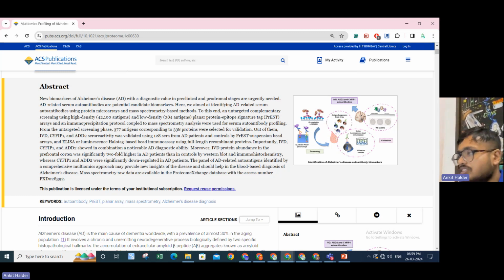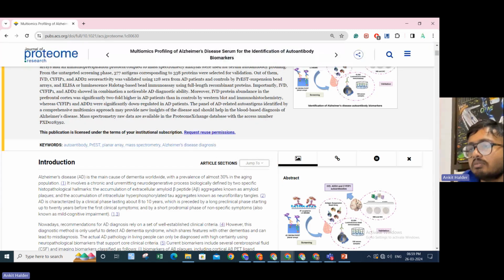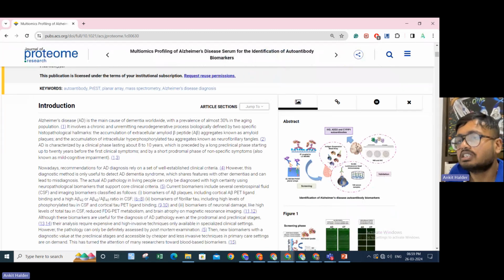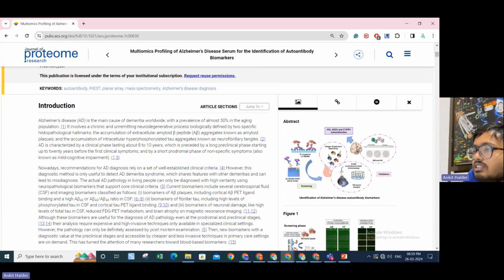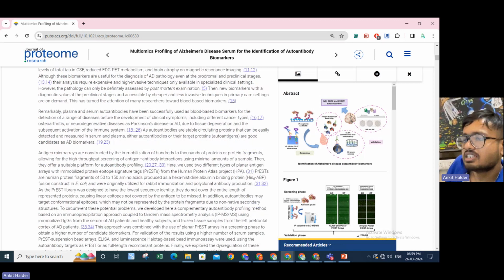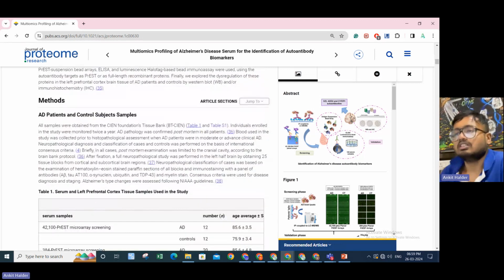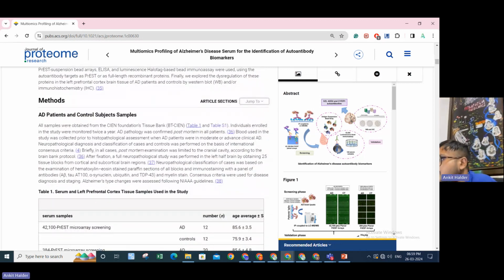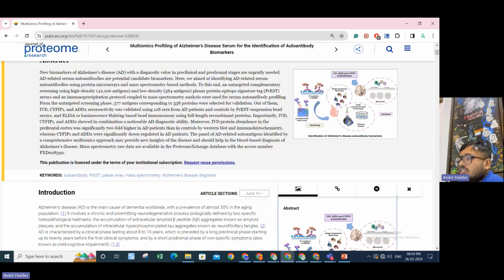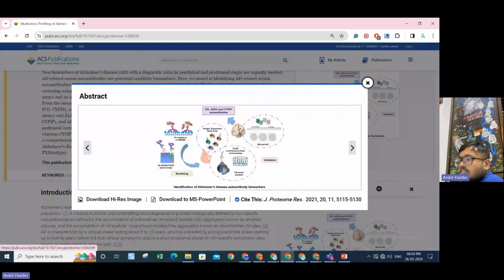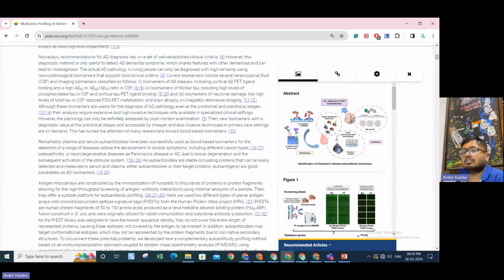And so this is the data availability. The main cause of dementia, 30%, chronic and remitting, with accumulation of intracellular tau. So this is for the AD diagnosis. We will be going mostly into the IP-MS, that is, IP coupled to LC-MS, if you can see here. So this one is our major interest. Let's see how it goes.